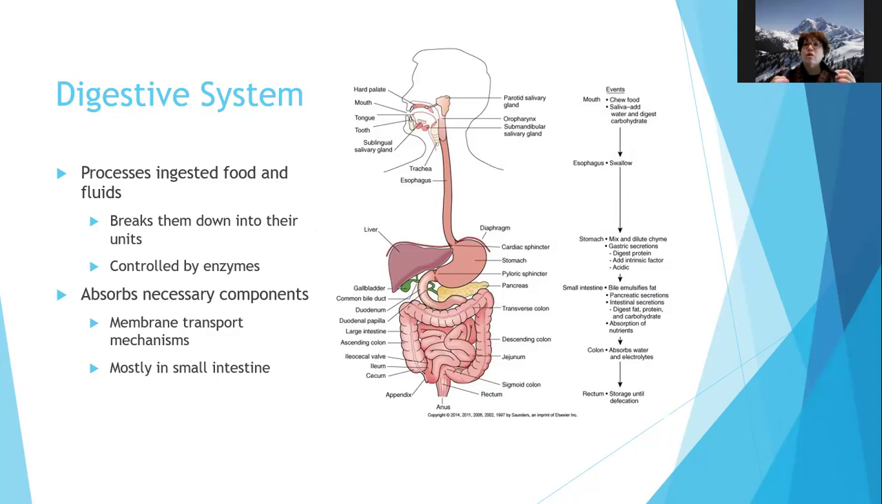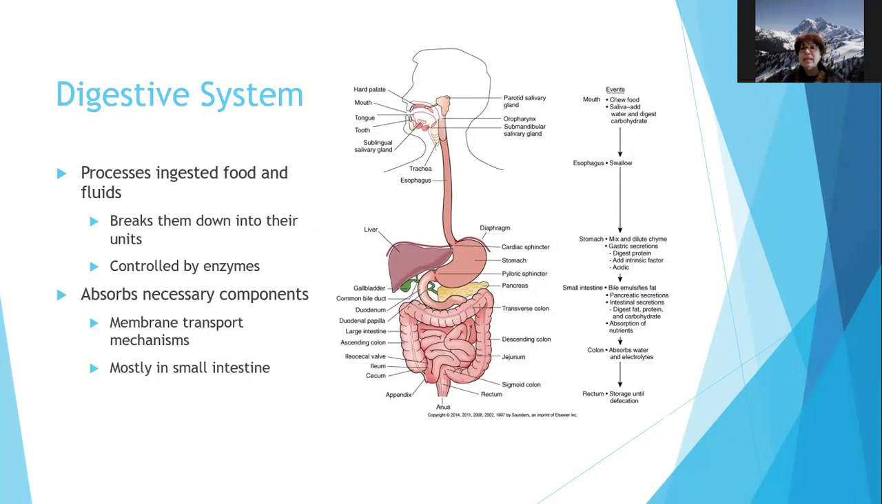So in the mouth, we start with both, chewing just to mechanically break up the food and then exposing it to saliva, which has some enzymes in it to help start digesting it. The esophagus is basically just transit from the mouth to the stomach, with sphincters entering the stomach to keep the stuff from coming back up.